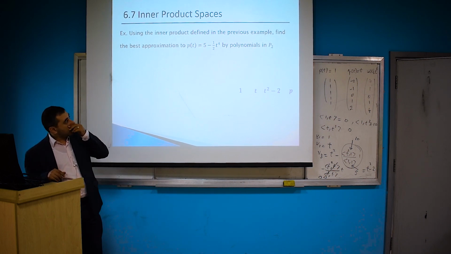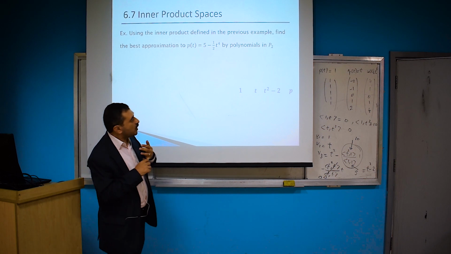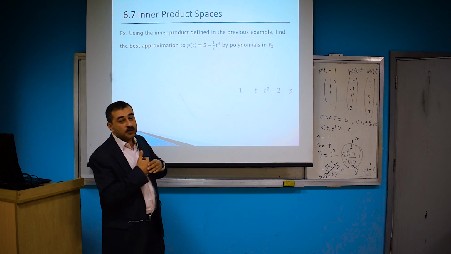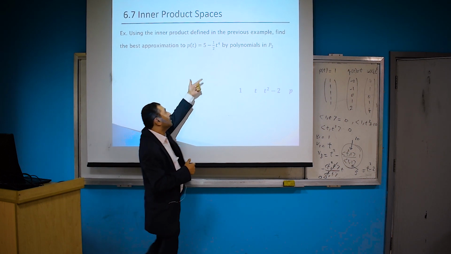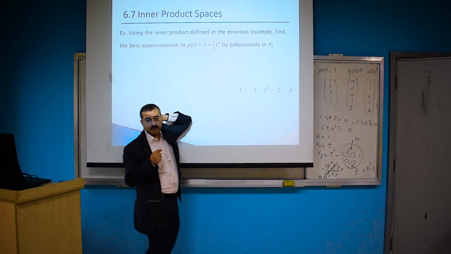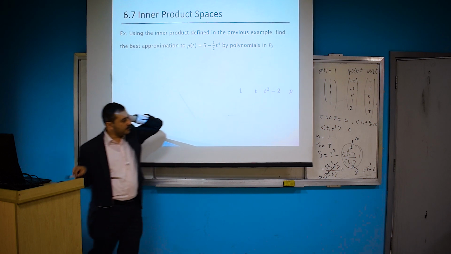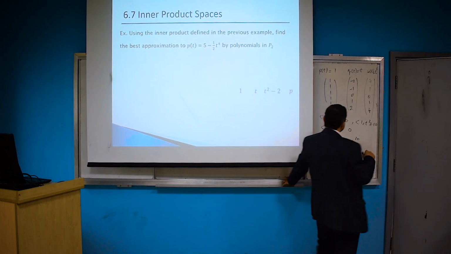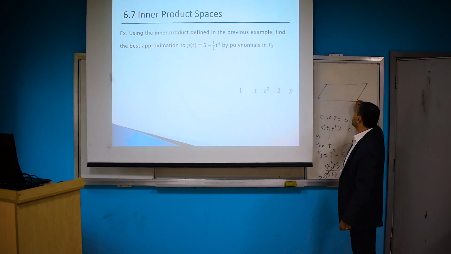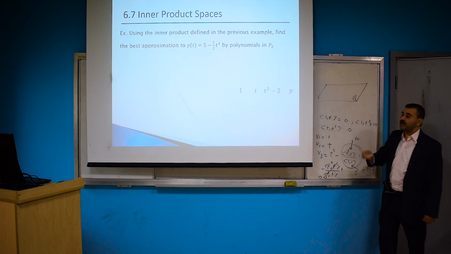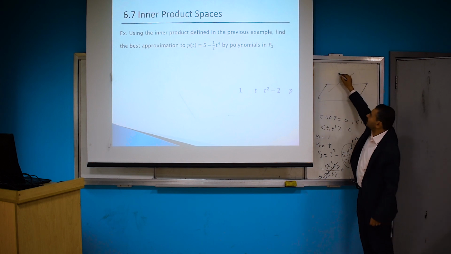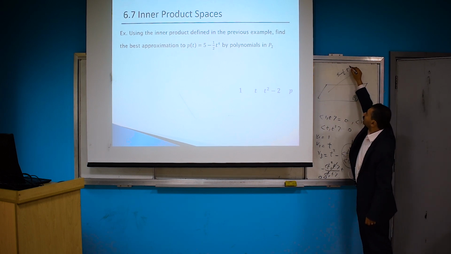So let's here take these polynomials 1, T and T square minus 2 and try to find an approximation for this fourth degree polynomial by a second degree polynomial. Let's remember what we did in Rn. So assume this is the subspace of P2 and you have here a polynomial that does not belong to P2, which is 5 minus half T power 4.